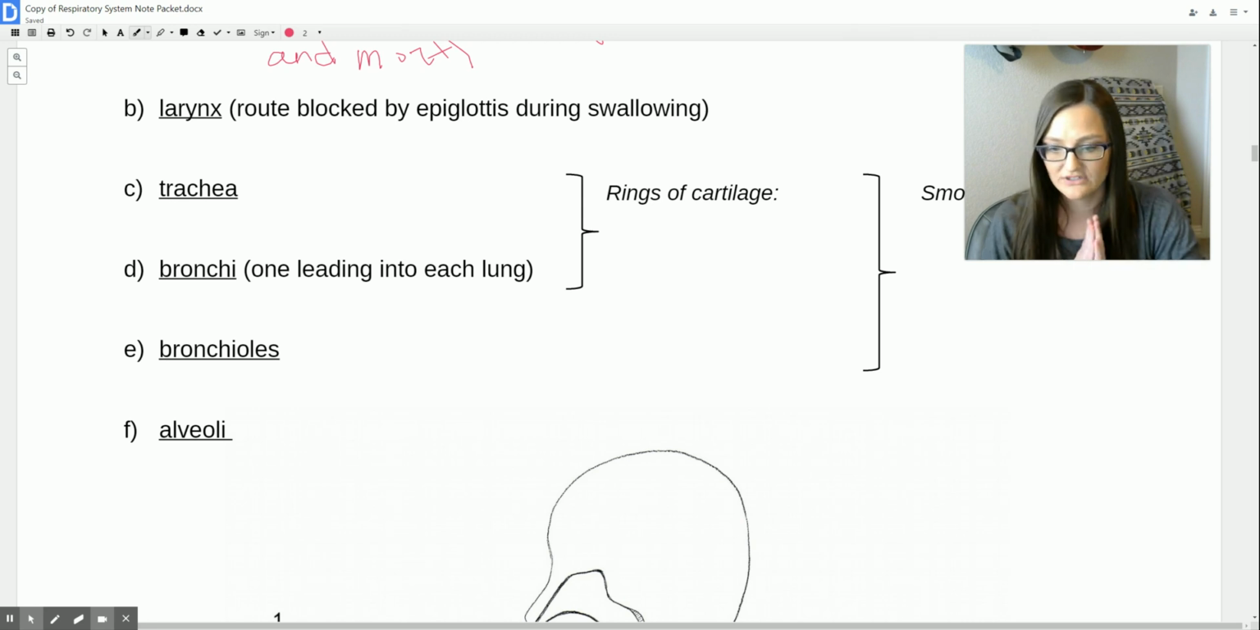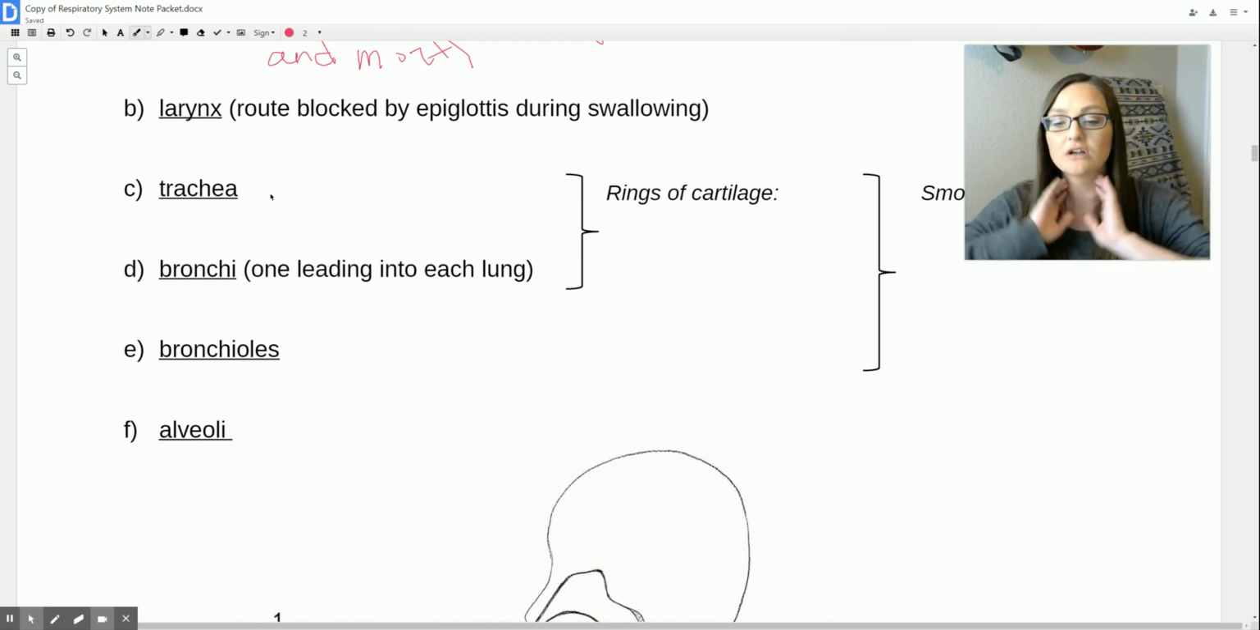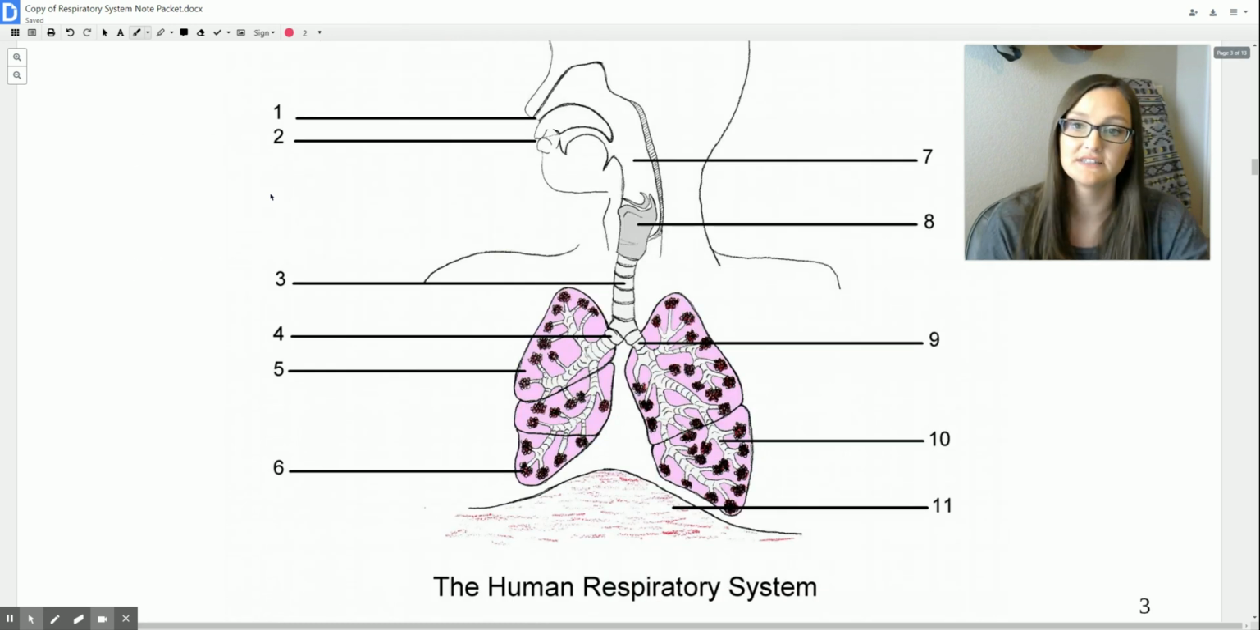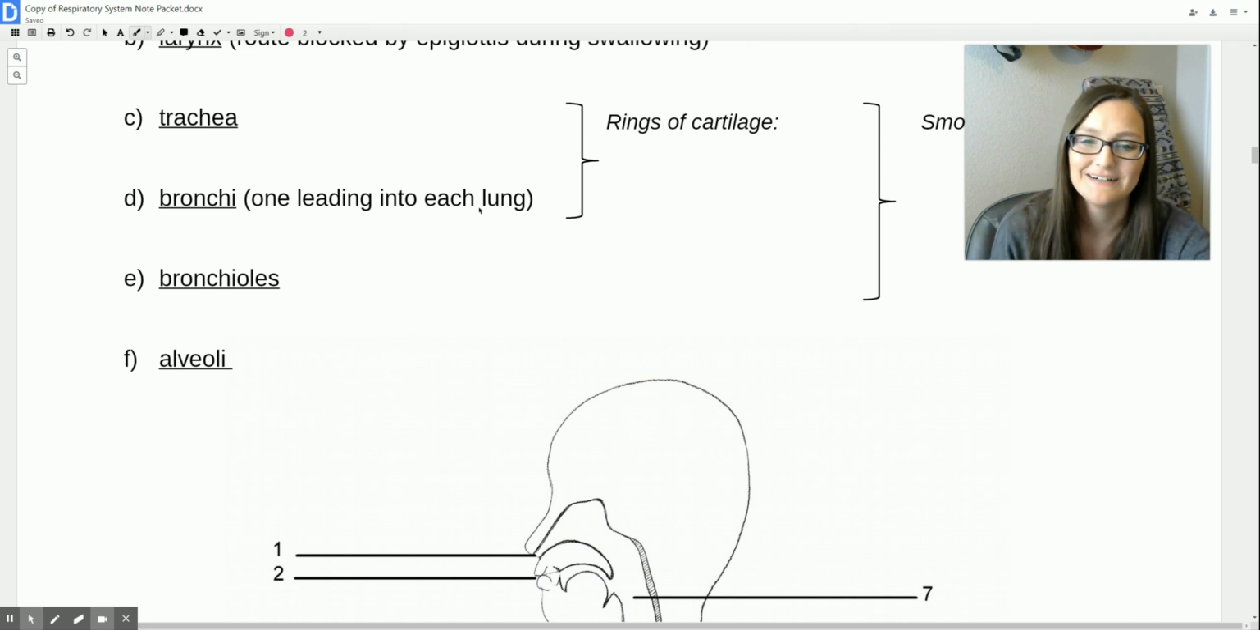So, what is the trachea used for? It is a tube that goes from the larynx into the bronchial tubes, conveying air to the lungs. It's got a ring of cartilage around it. And what does that do? Well, that helps support the trachea while still allowing it to move and flex during breathing. So that cartilage is very, very important.